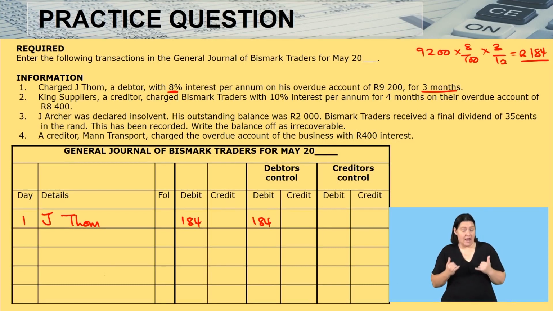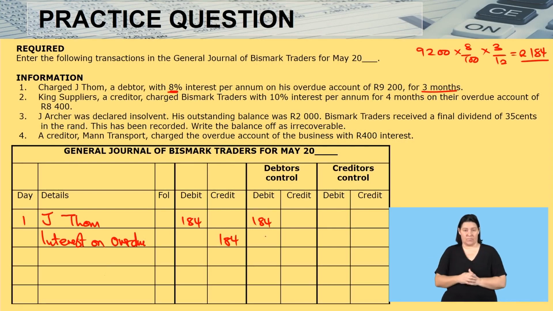We now need to have an account which we credit. And in this case, it is interest on overdue debtors. I'll come here, then I'll say interest on overdue debtors. So this is interest income. That means it comes to the credit side, 184. Let's quickly go to the next one.